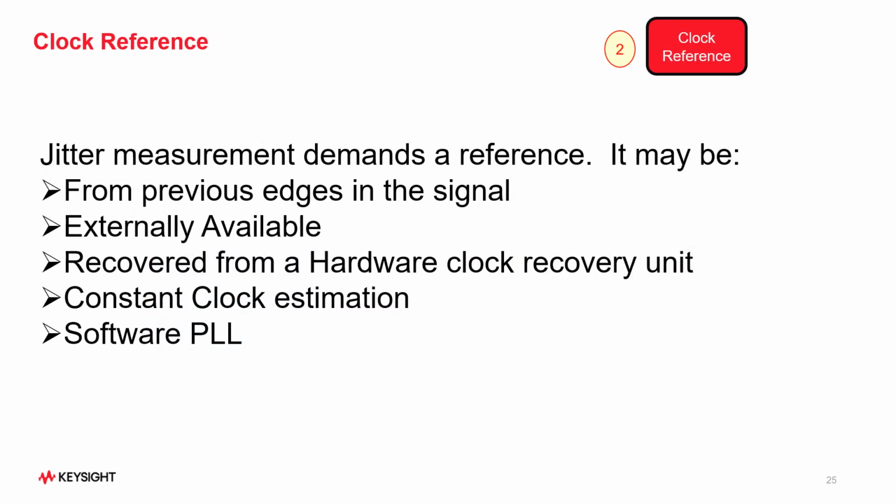Now let us understand more about the clock reference part. The clock reference, like I mentioned earlier, is always to have a clock as a reference for jitter measurement. It can be a number of things, whether it is externally available or previous edges on a signal, or it can be either a constant clock or a software PLL like it is on real-time oscilloscopes. So that's pretty much where we are going to dwell at this point. So let's understand more about the clock reference.